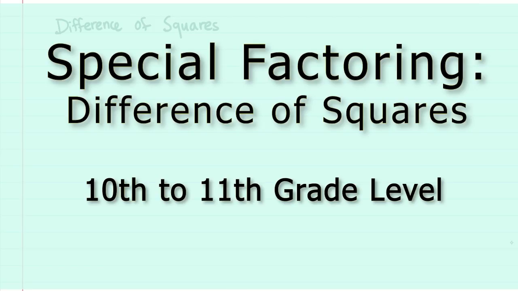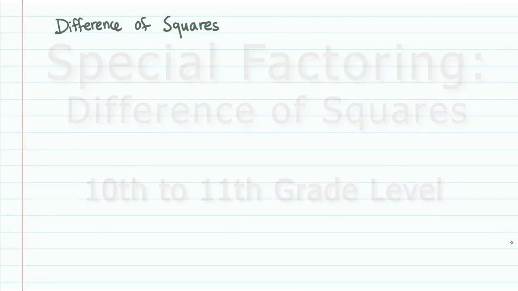Hi guys, in this video we're going to go over a special type of factoring called difference of squares. This is a really quick and easy factoring method. All you need to do is recognize the squares in your expression. Usually the difference of squares happens when you have two terms. I'll give you an example.